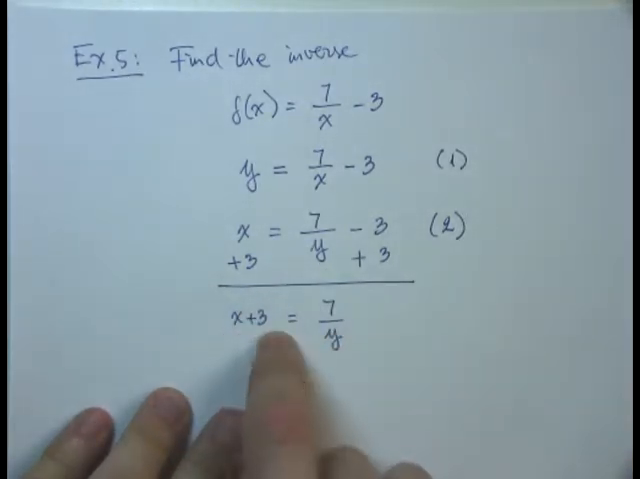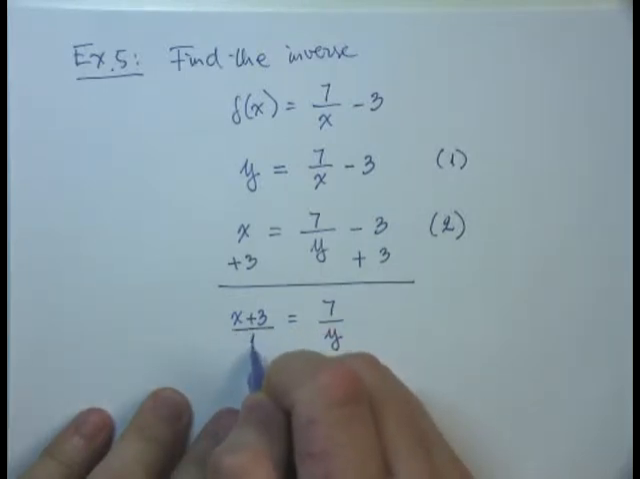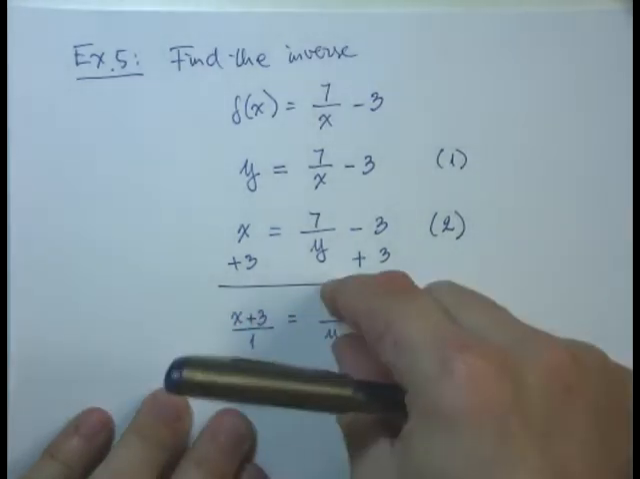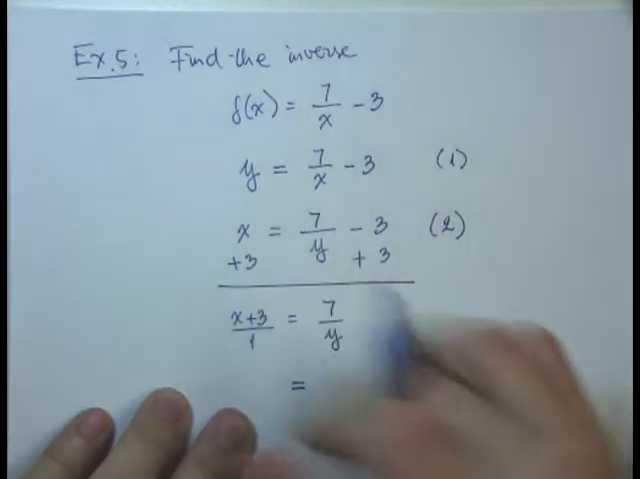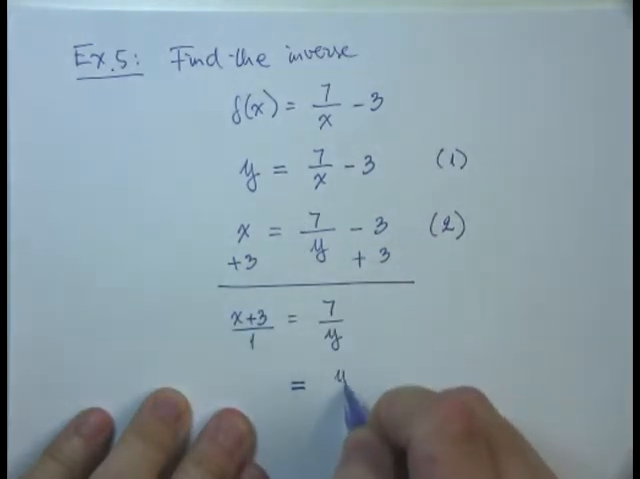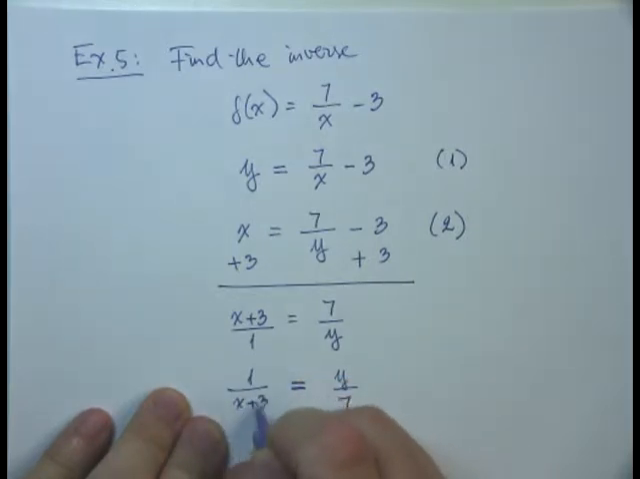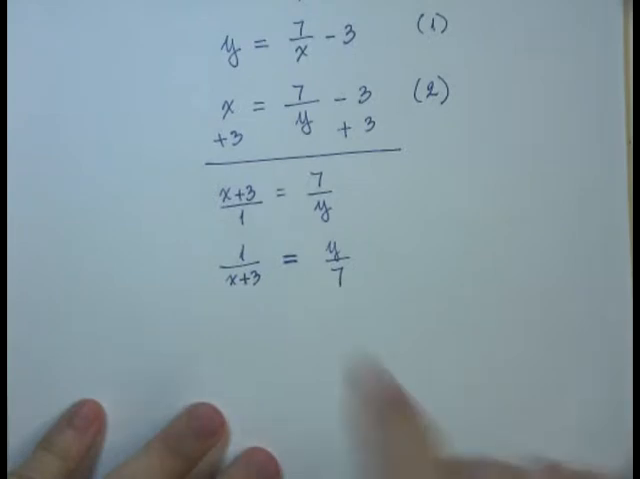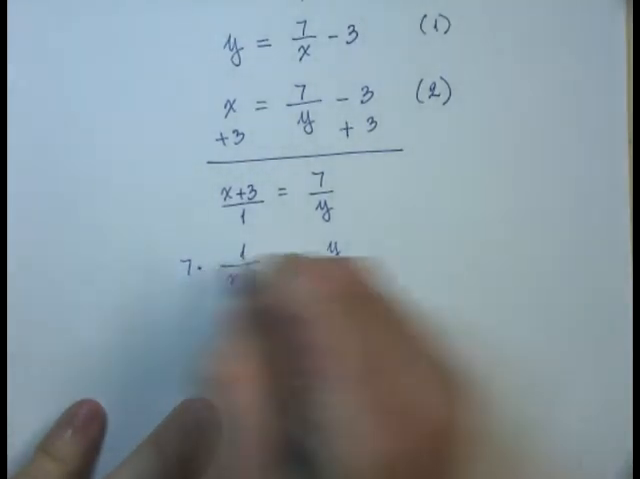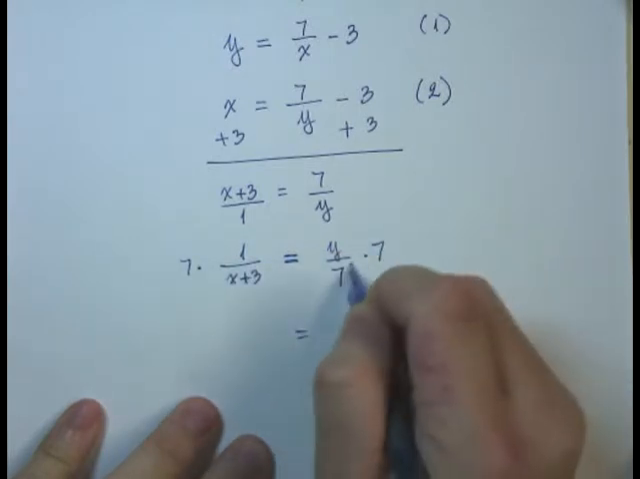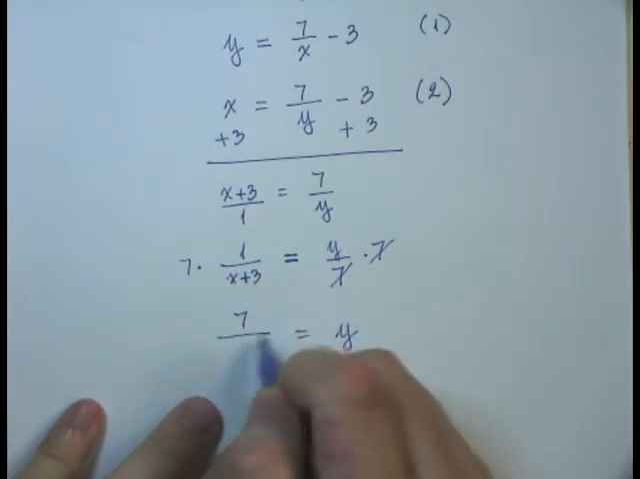Think about the x plus 3 quantity on the left hand side as a fraction, x plus 3 over 1. And so here I have a ratio equals a ratio. So to solve for y, I can simply take the reciprocal side by side. So here I'm going to have y over 7 equals 1 over x plus 3 on the left hand side. And now finally, to solve for y, all I have to do is multiply both sides by 7. And that's going to cancel with the 7 on the right hand side. And that gives me y equals 7 over x plus 3.